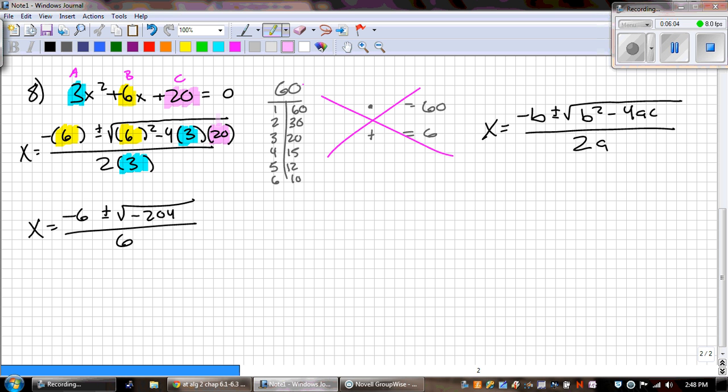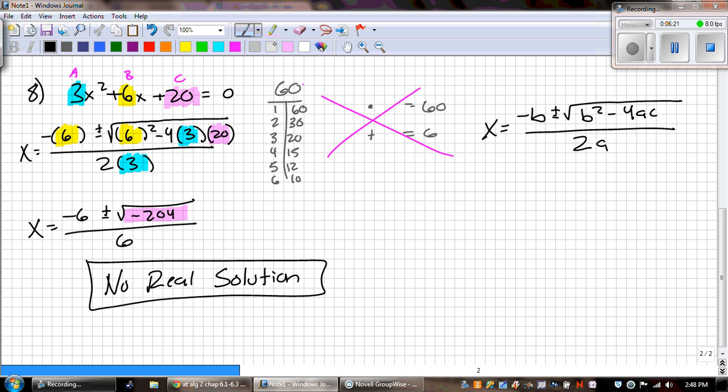Okay, so underneath the square root, did you guys get negative 204? Yeah, can you take the square root of a negative number? No, you can't. So for number 8, we get no real solution as our final answer. Okay. All right, number 9.